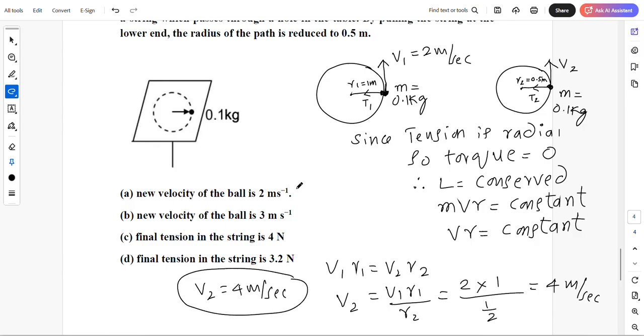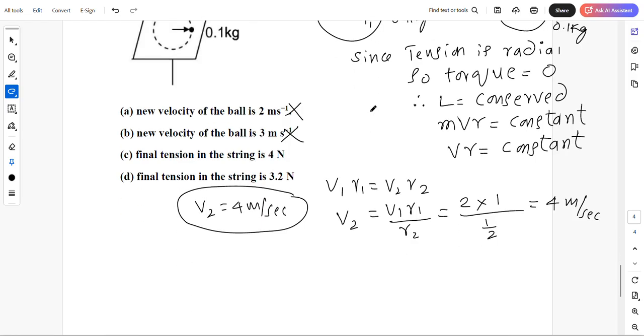The new velocity of the ball will not be the same; it will increase to 4 meters per second. But this is not the full answer. Final tension, you have to calculate tension also. What is the formula to calculate tension? Tension is nothing but centripetal force. T1 is equal to m V1 square by R1, and T2 is equal to m V2 square by R2.